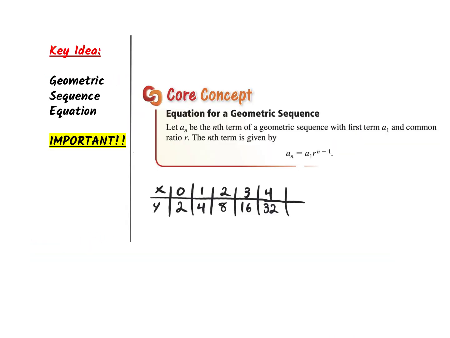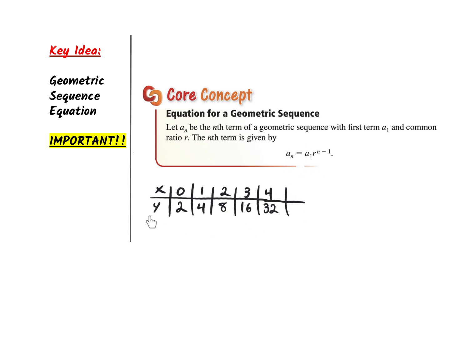Our last core concept in chapter 6. I'd like you to write in Cornell-style notes, geometric sequence equation on the left. And then on this core concept, we have 2 new terms basically. In here we have a sub n and a1. We have a new exponent, but let's not get too stressed out.